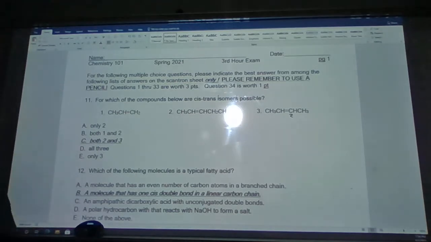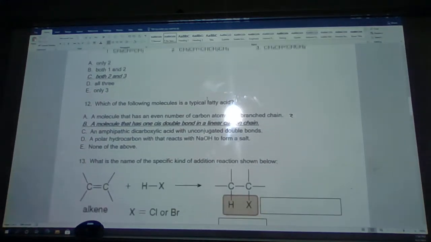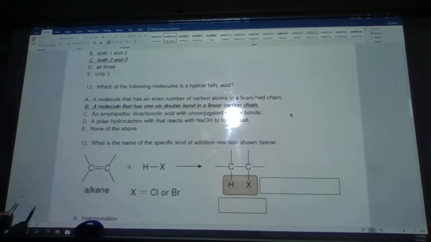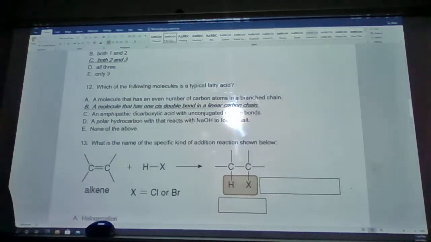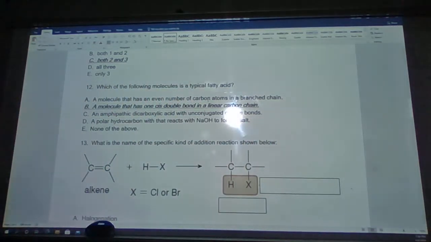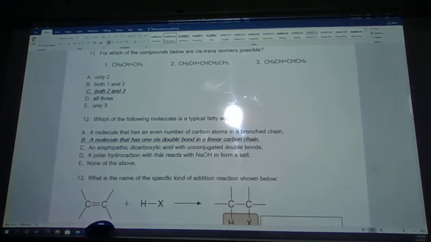Number 12. Which of the following is typical of a fatty acid? Fatty acids are long, linear hydrocarbon chains that usually have at least one cis double bond in them. So the best answer is number B for question 12. Question 13.